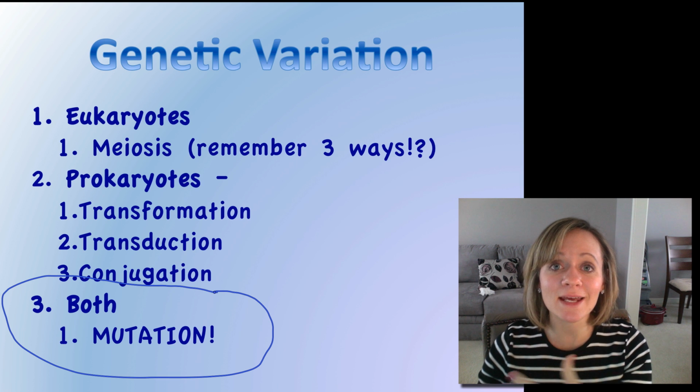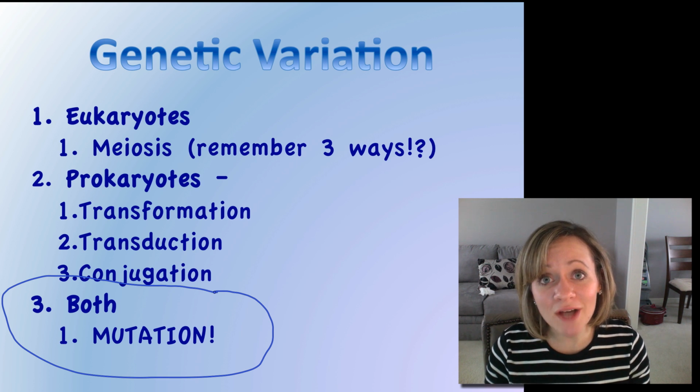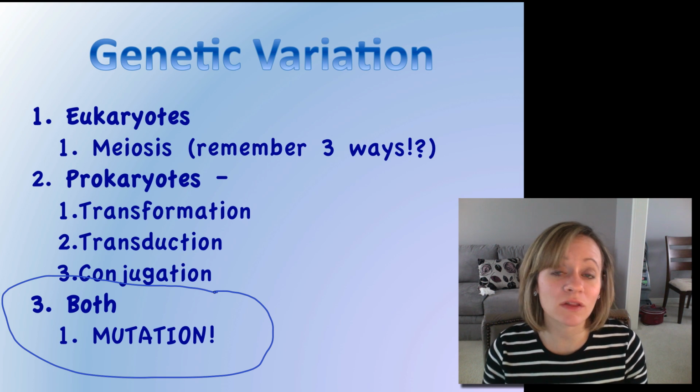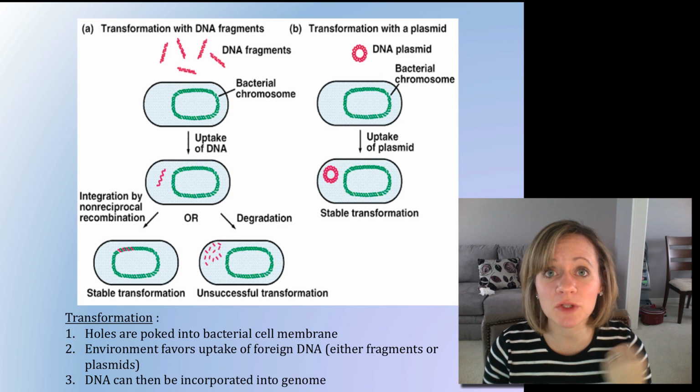Mutation, right? It's an imperfect transmission of genetic information. Mutation happens all the time. This is actually the ultimate source of all variation on the earth and all of life, mutation. All right, but let's take a look at these three modes for prokaryotes.